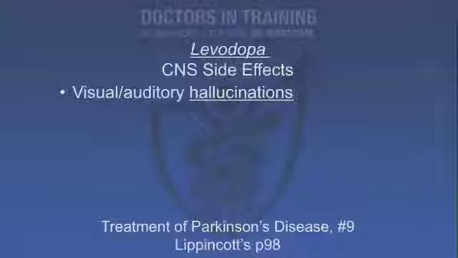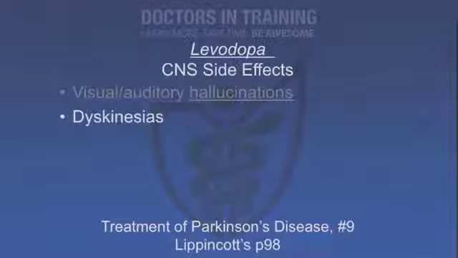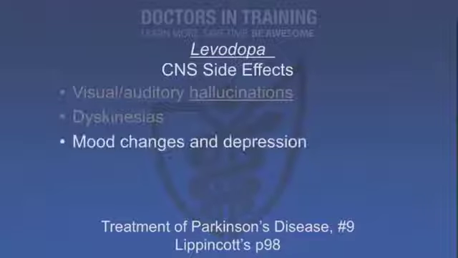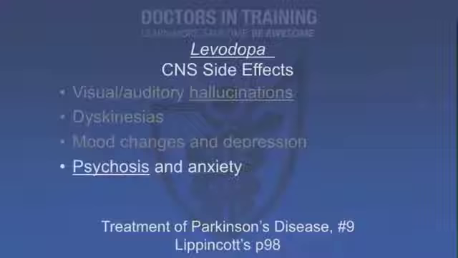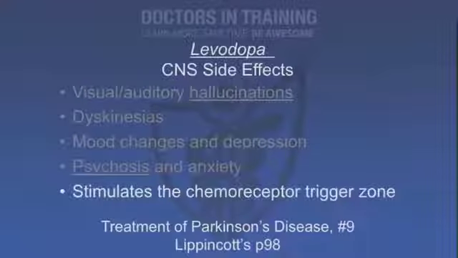Levodopa can also cause a lot of CNS effects. It can cause visual and auditory hallucinations. It can cause dyskinesias or movement problems, sort of the opposite of Parkinsonism, where you have more movement than you want to. Levodopa can cause mood changes and depression, also psychosis and anxiety. Levodopa will also stimulate the chemoreceptor trigger zone of the medulla and cause anorexia, nausea, and vomiting.